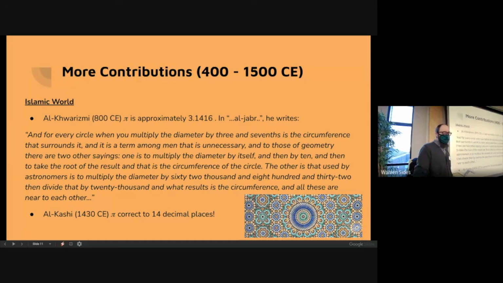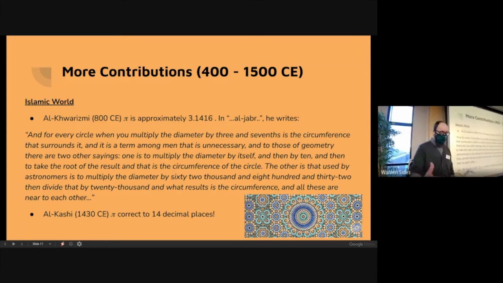So, and for every circle, when you multiply the diameter by 3 1/7, that is the circumference that surrounds. So pi is 3 1/7. That's pretty close, actually. And it is a term among men that is unnecessary. And to those of geometry, there are 2 other sayings.